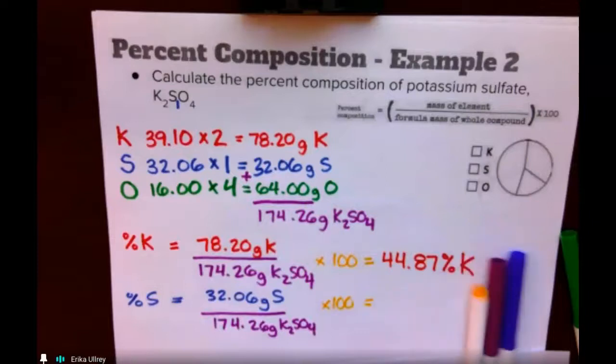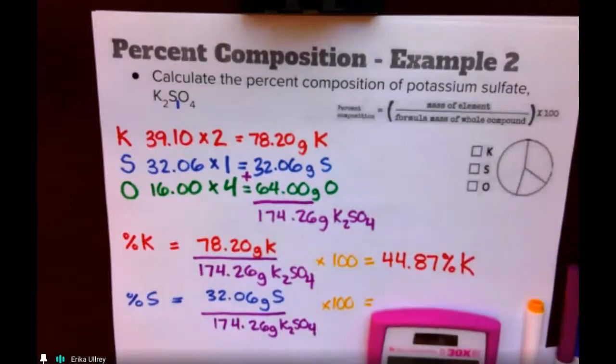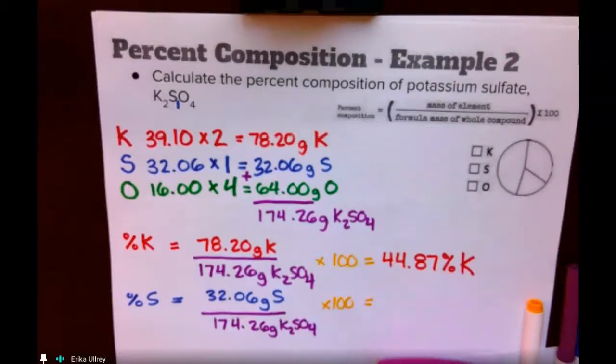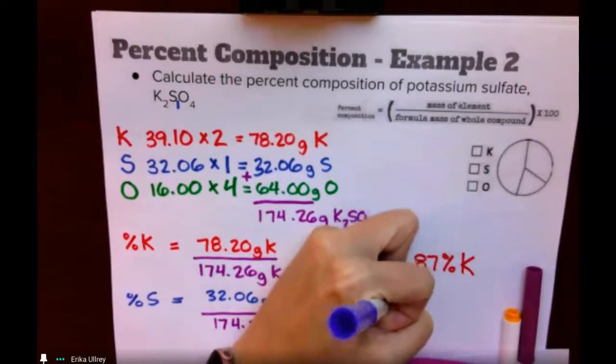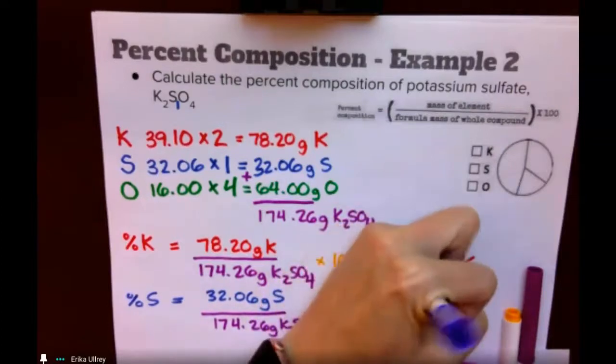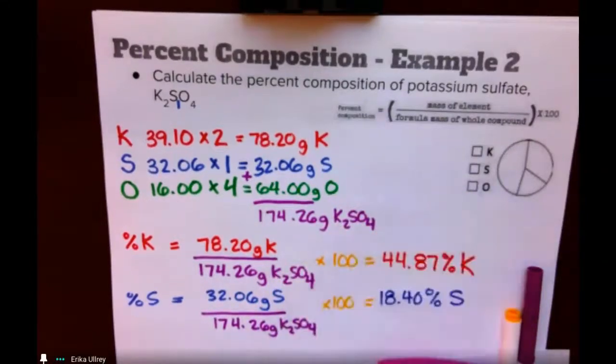Okay, so we'll do that one. We'll put it into the calculator. So 32.06 divided by 174.26 times 100, and we get 18.40%. Okay, so that one is done.